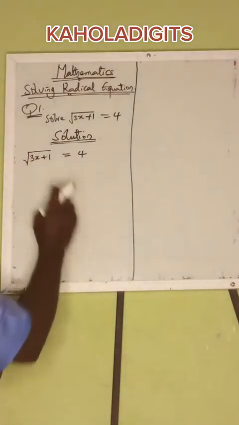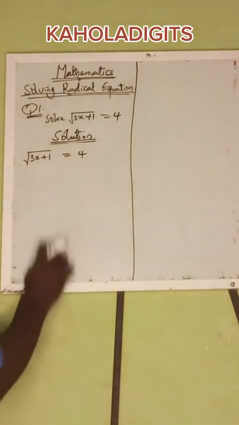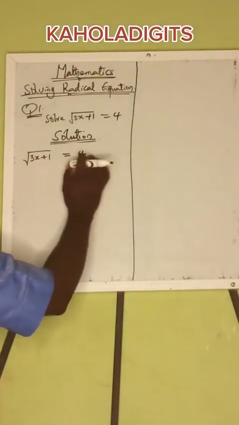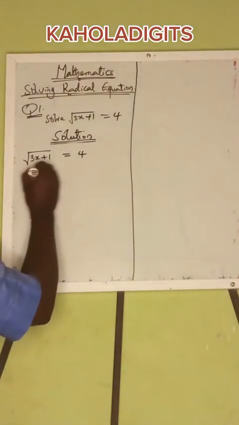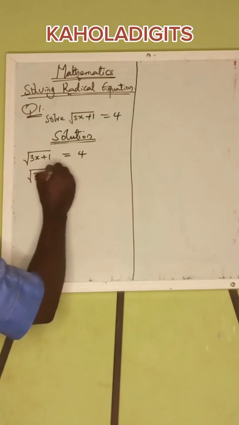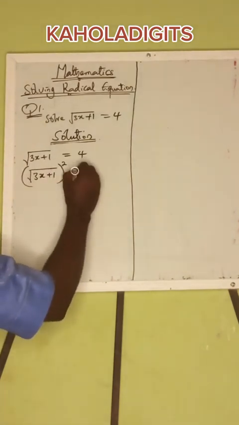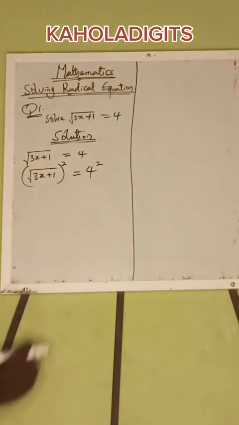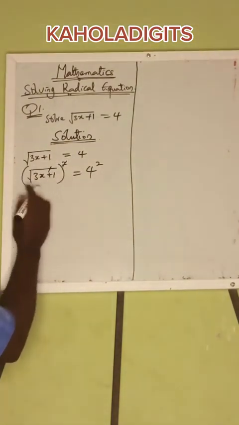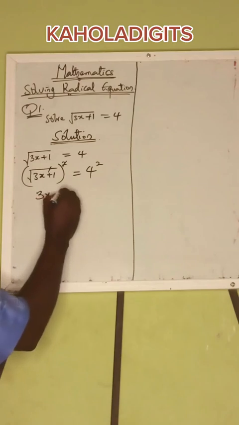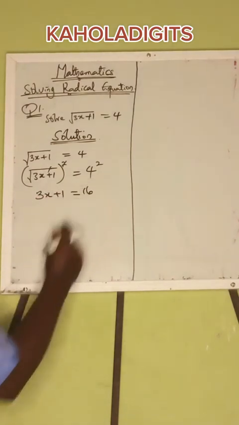The first thing to do here is to remove the square root by taking the square of both sides of the equation. So let's do that. So that will be root of 3x plus 1 squared equal to 4 squared. Now this square is going to cancel the square root. Then we are going to be left with 3x plus 1 equal to 16.